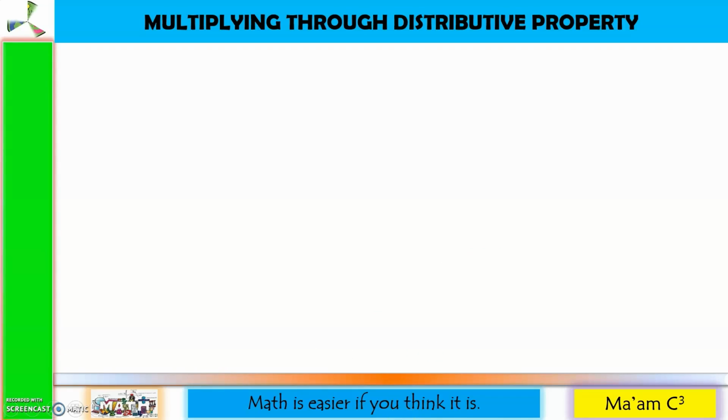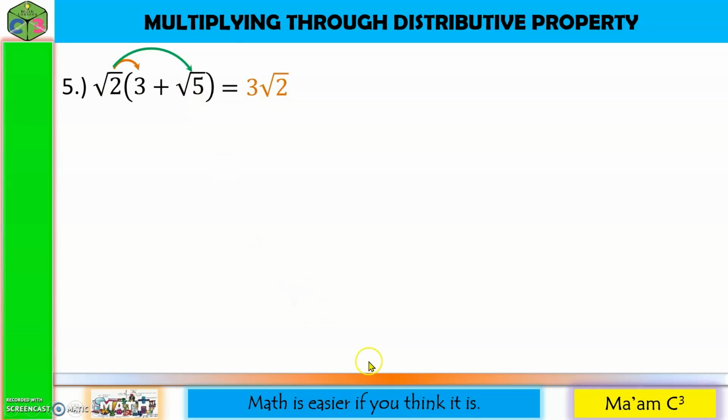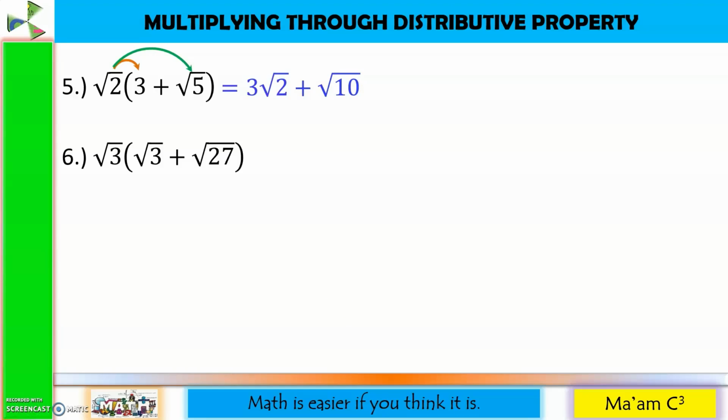This time, we are going to use distributive property in multiplying. Let's have an example. Square root of 2 times the quantity 3 plus square root of 5. So let us distribute square root of 2. Square root of 2 times 3 is 3 square root of 2. Then square root of 2 times square root of 5 is square root of 10. Positive times positive is positive square root of 10. Since there is nothing we can factor out from square root of 2 and square root of 10, this will be our final answer.